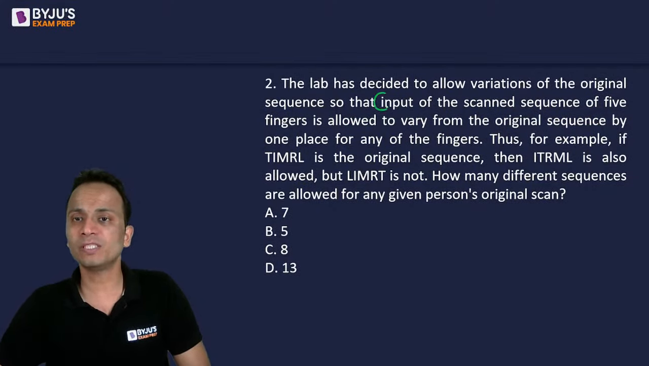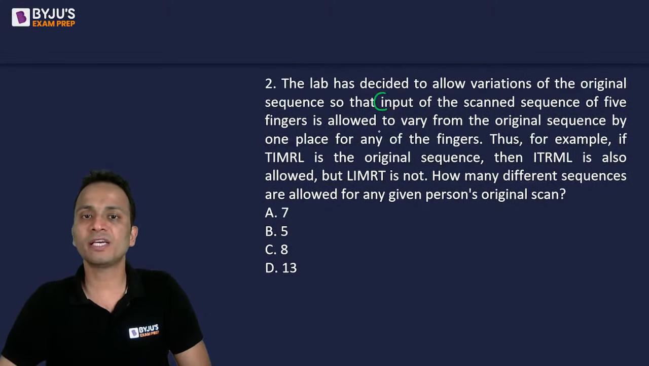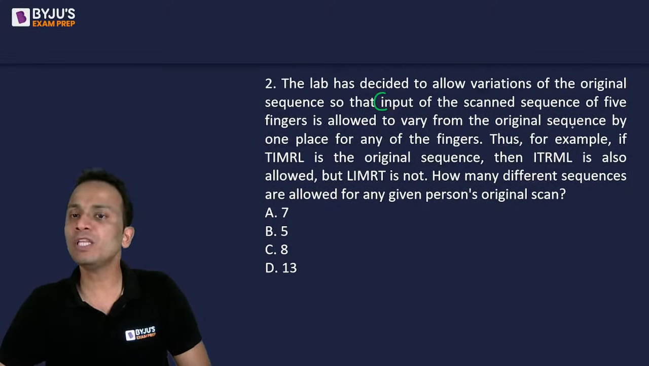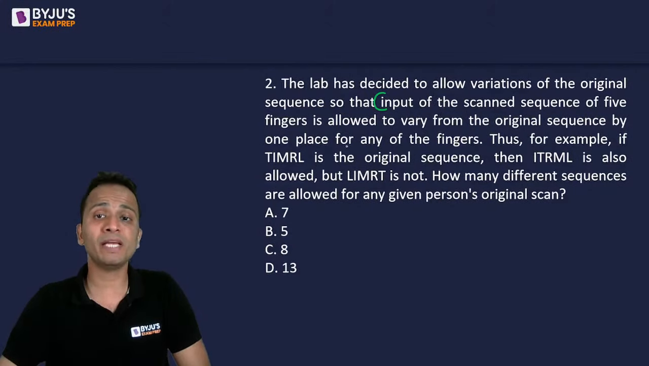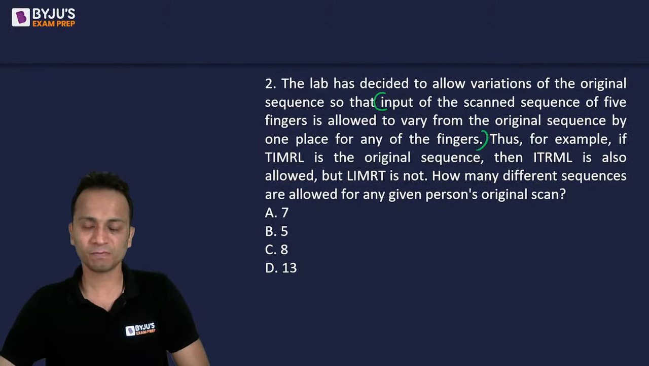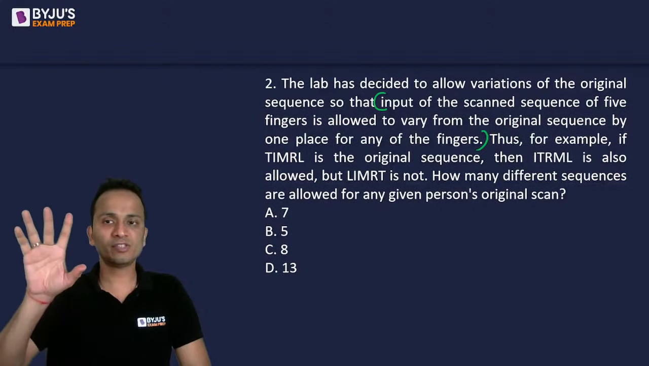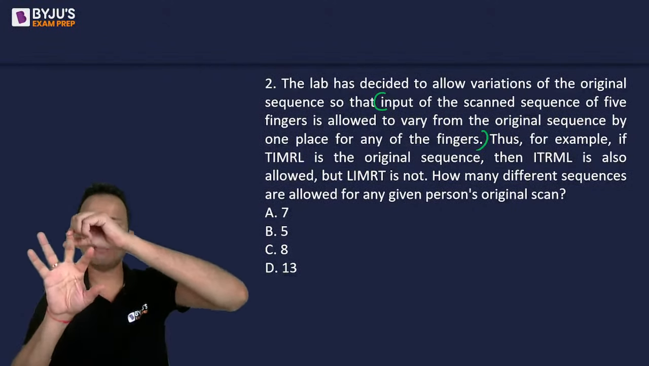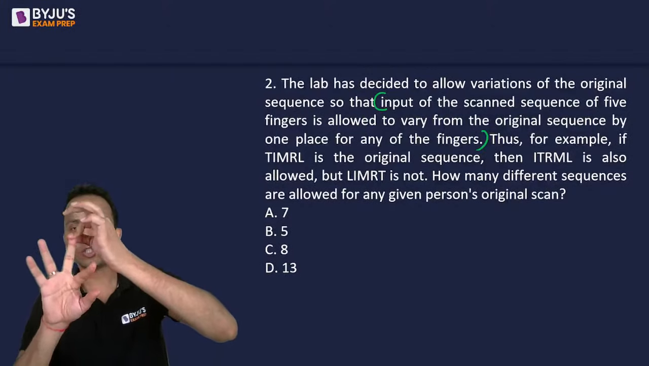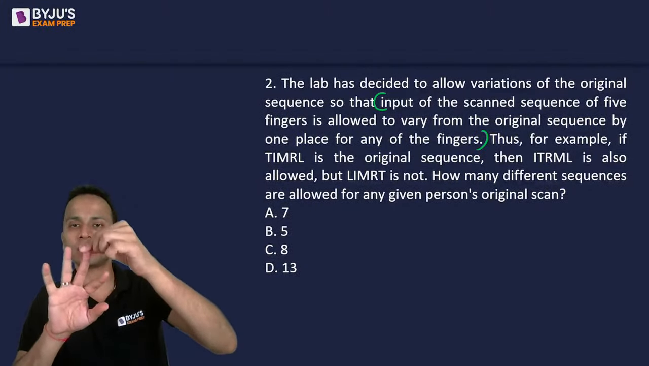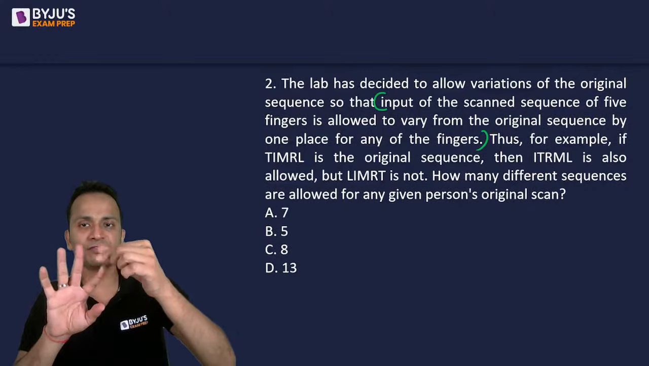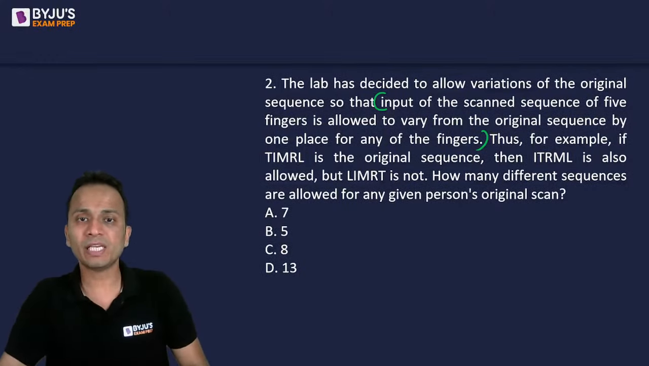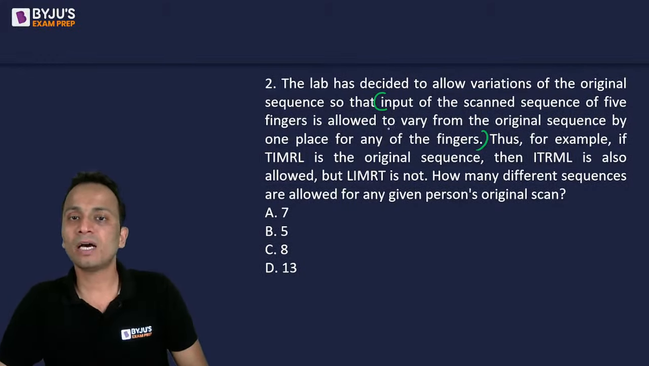So the lab has decided to allow variations of the original sequence so that input of the scanned sequence of 5 fingers is allowed to vary from the original sequence by one place for any of the fingers. So कोई भी एक finger है, let's say this finger is on number 3. Fine, I've chosen this finger for number 3. So plus minus 1 हो सकता है, either it can go to the left or it can go to the right.